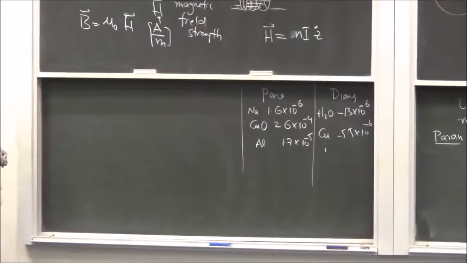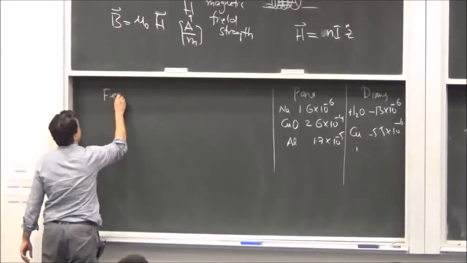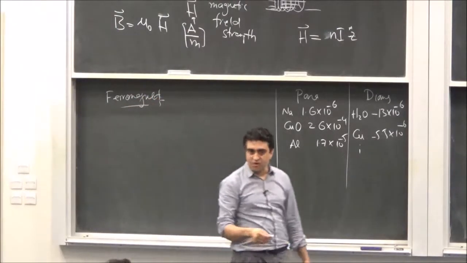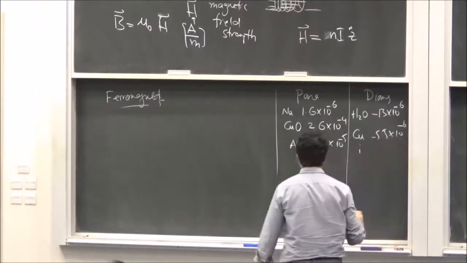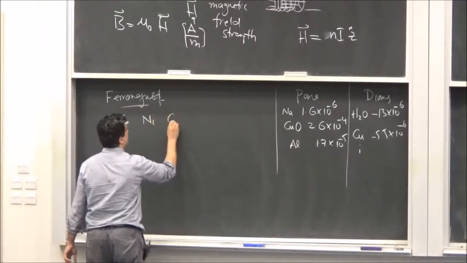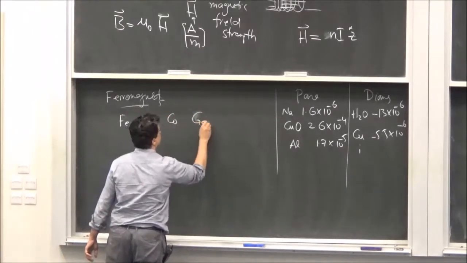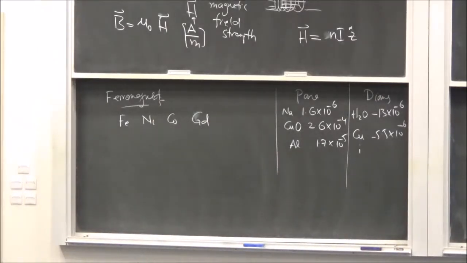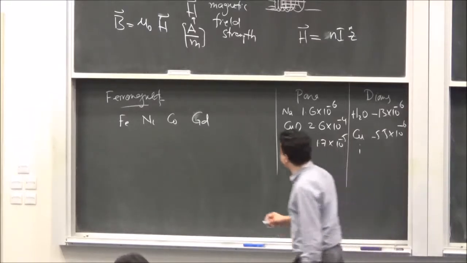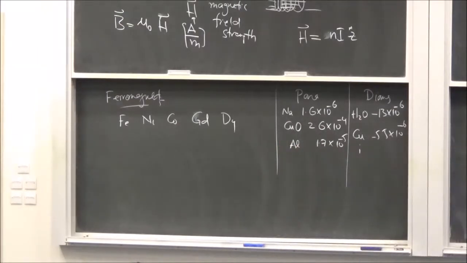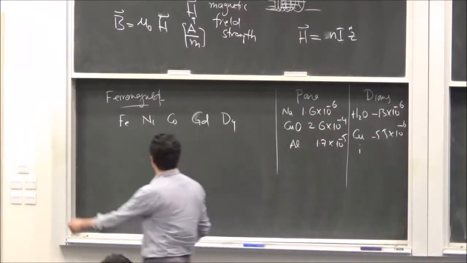But there is a third class of materials which are called ferromagnets, and that is very rarely found in nature. It's not widely found. Only 4 or 5 elements have this. For example, iron, nickel, cobalt, gadolinium, and dysprosium. Only these 5 elements are ferromagnets. All the rest of the 110 elements are not. They are para or dia.